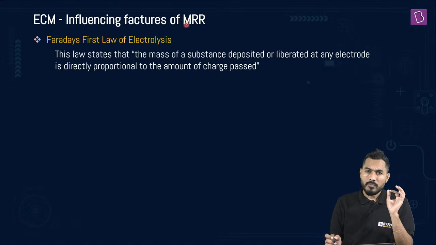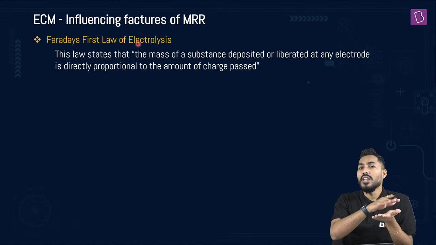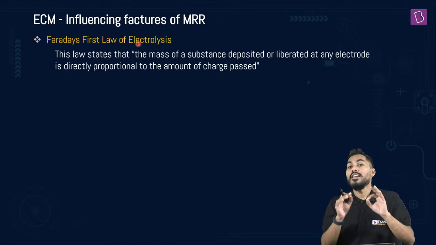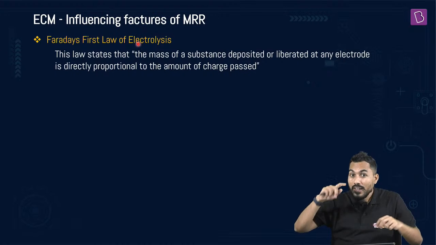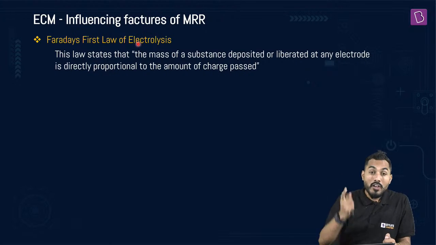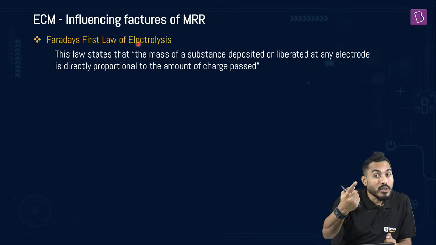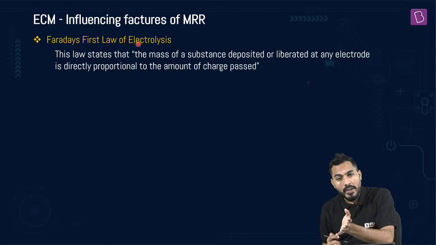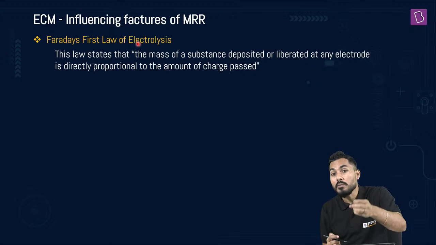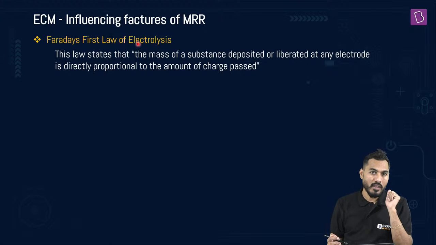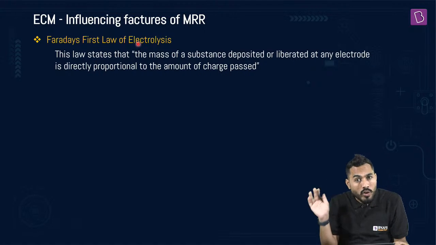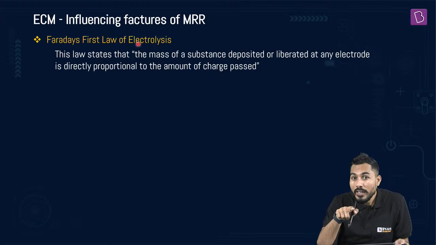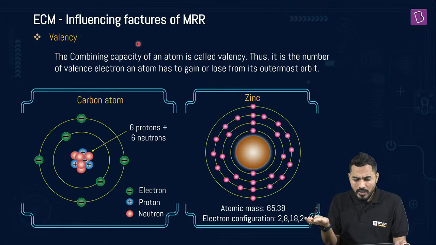So the first factor is, whenever Faraday proved the law of electrolysis, the first statement written was: whenever two conducting metal electrodes are immersed in a conducting electrolytic solution, whichever electrode is connected to the positively charged terminal will start depleting ions. And the moment ions are depleting, whatever ions are depleting is nothing but my removal of material from the workpiece. So if more and more ions are depleting, can I say the material removal rate will be more? If fewer ions are depleting, the material removal rate will be less. It's a very simple statement, right?